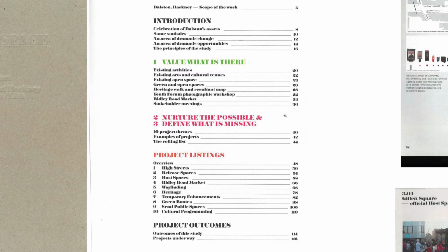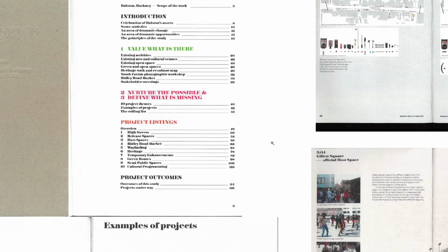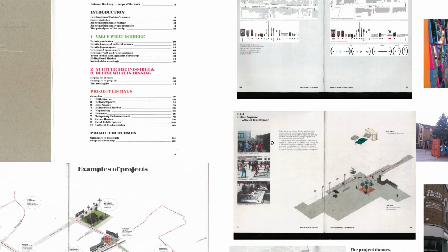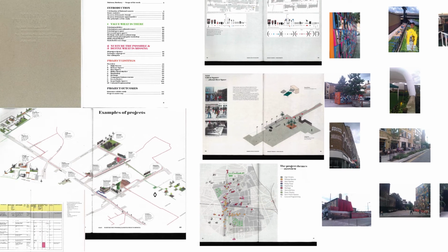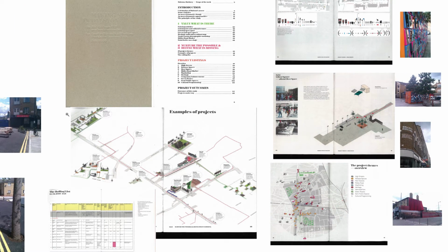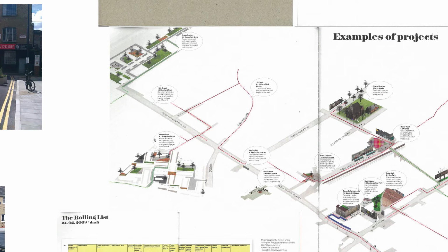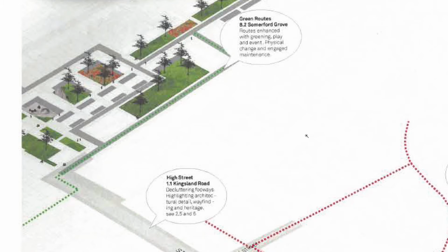Nurture the possible, which is to say that there might be latent things that are already happening. There might be possibilities. Possibilities assume that there is something already there, and then determine what is missing to fix up. Normally what is missing would be the start, whereas this actually tries to work with what's there already.